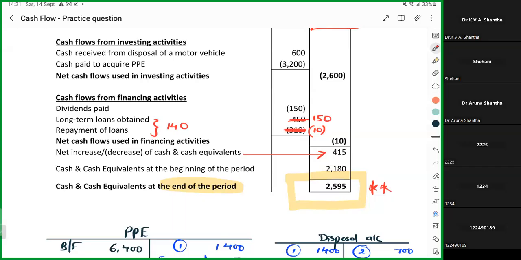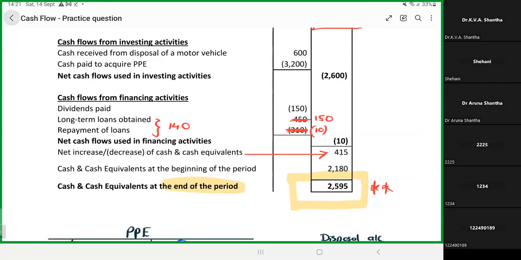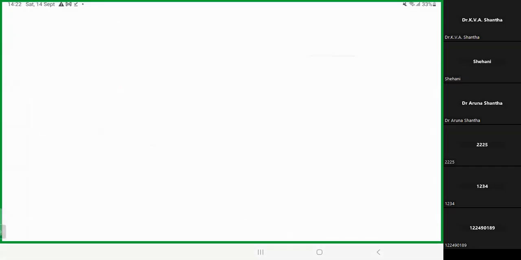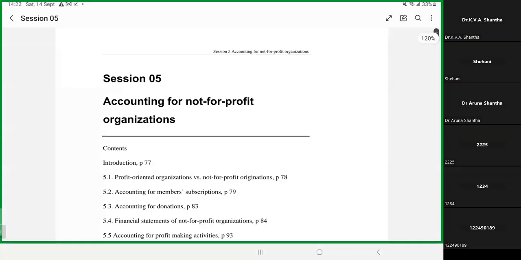Right. Then we can move on to our next lesson. Accounting for not-for-profit organizations.